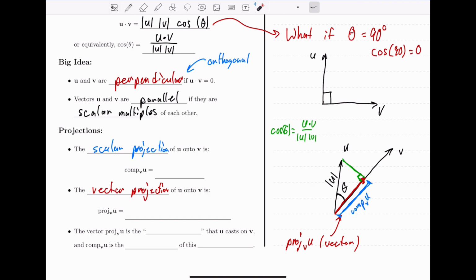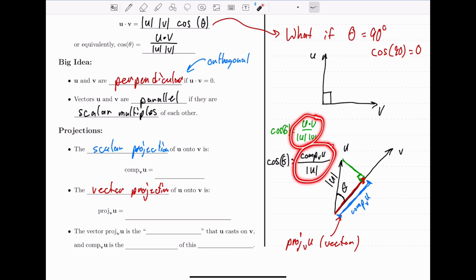I can write a relationship between the hypotenuse, the adjacent leg, and the angle using cosine. So on the other hand, cosine of theta is also equal to adjacent over hypotenuse. Let's write that down. Cosine of theta equals adjacent, which is that scalar projection, divided by hypotenuse, which is the magnitude of the vector u. I have two expressions for the cosine of theta. That means this, since that's cosine of theta, must be equal to this. They're both cosine of theta.